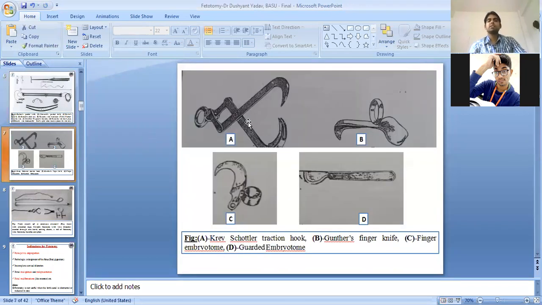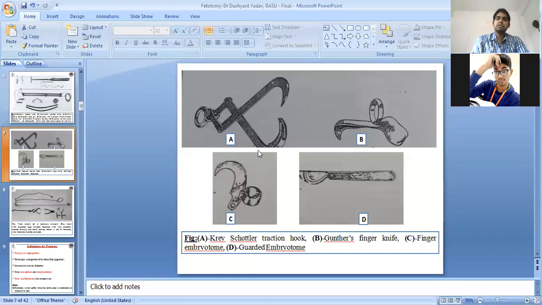this instrument is the Krey-Schottler. Why use this instrument? Because sometimes when we have cut the head, this instrument is used to hold the remaining portion of the fetus. Because if there is no traction, it is very hectic to work inside the uterus, and there is no proper cutting without this type of instrument.